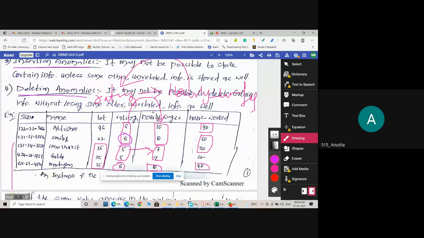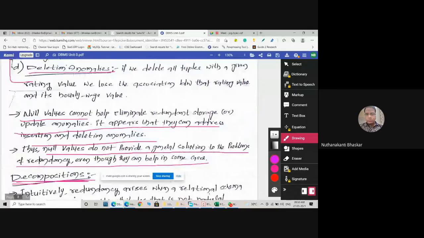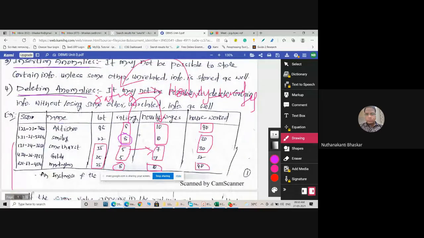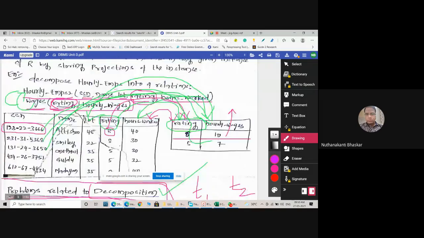Hourly wages depend on rating. Yeah, hourly wages is depending on rating, so that is what we identified: rating determines hourly wages. So we can take these two columns into a separate table and the remaining columns into a separate table. But when we decompose a table, one column must be the same in both the tables. So very clearly the table is decomposed: the rating and hourly wages.